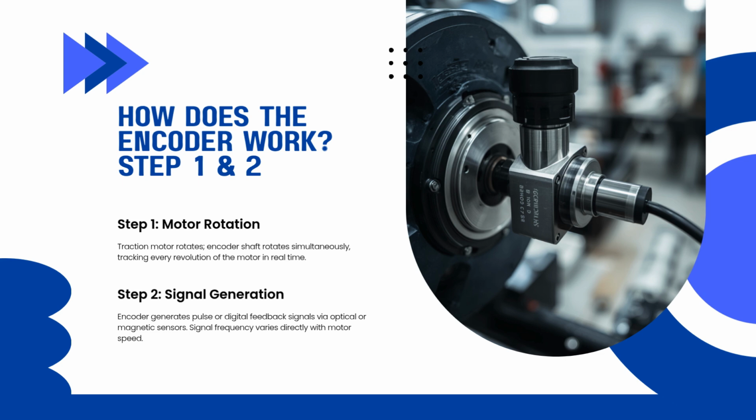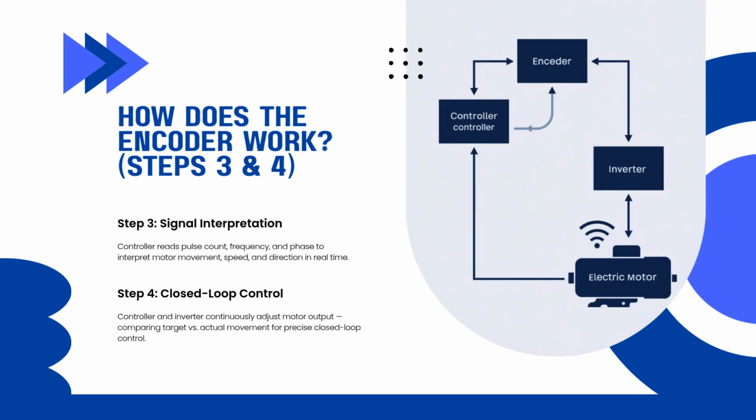How the encoder works at the system level. The encoder converts mechanical movement into feedback signals. First, the traction motor rotates. Because the encoder is mounted on the motor shaft or traction machine, it rotates at the same time. Second, the encoder generates signals. Depending on the type of encoder, optical or magnetic sensing elements create pulse signals or digital position data. The signal frequency changes with motor speed.